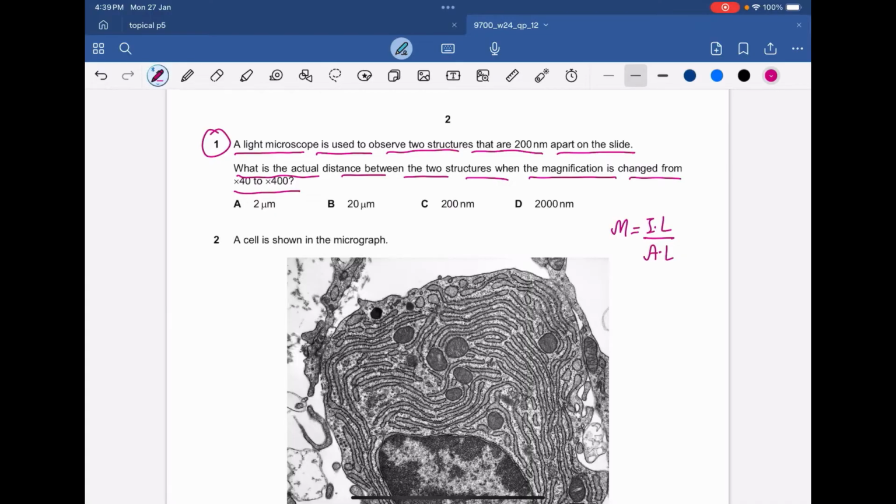Now here you have to understand what magnification does. It increases or decreases the size of the micrograph, it increases or decreases the size of the structure. So it will not affect the actual distance. Whether the magnification is ×40 or ×200, the actual distance will basically remain the same. So the answer over here would be option C, 200 nanometers.